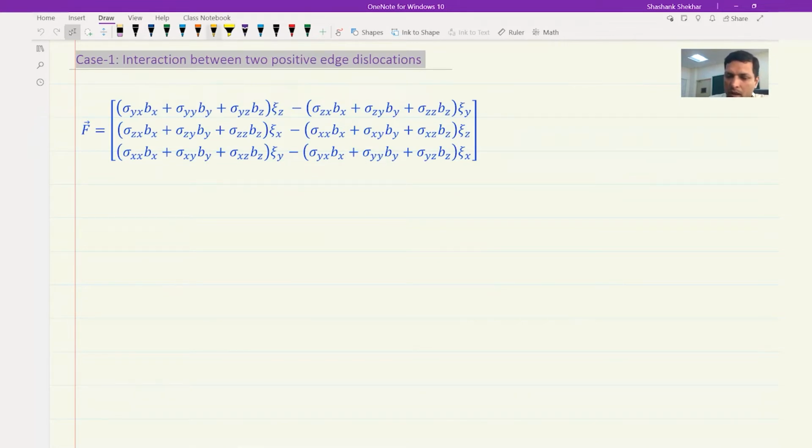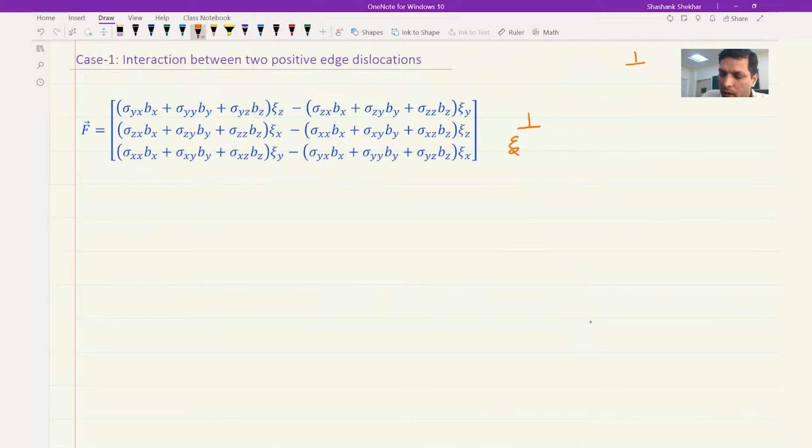So what do we mean by this? Let's say we have dislocation 1 here, and another dislocation over here, and let's say dislocation 1 is affecting dislocation 2.